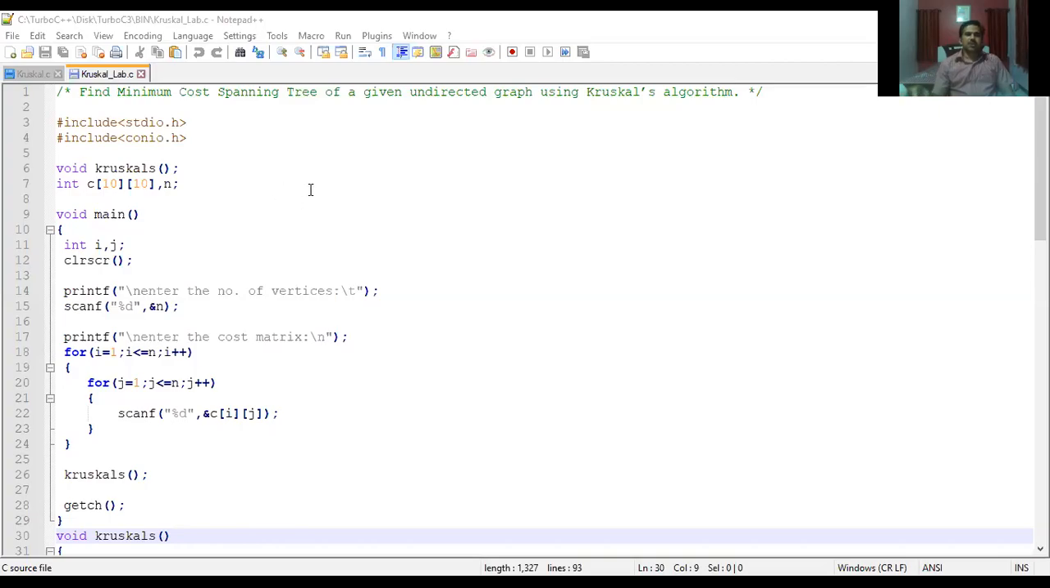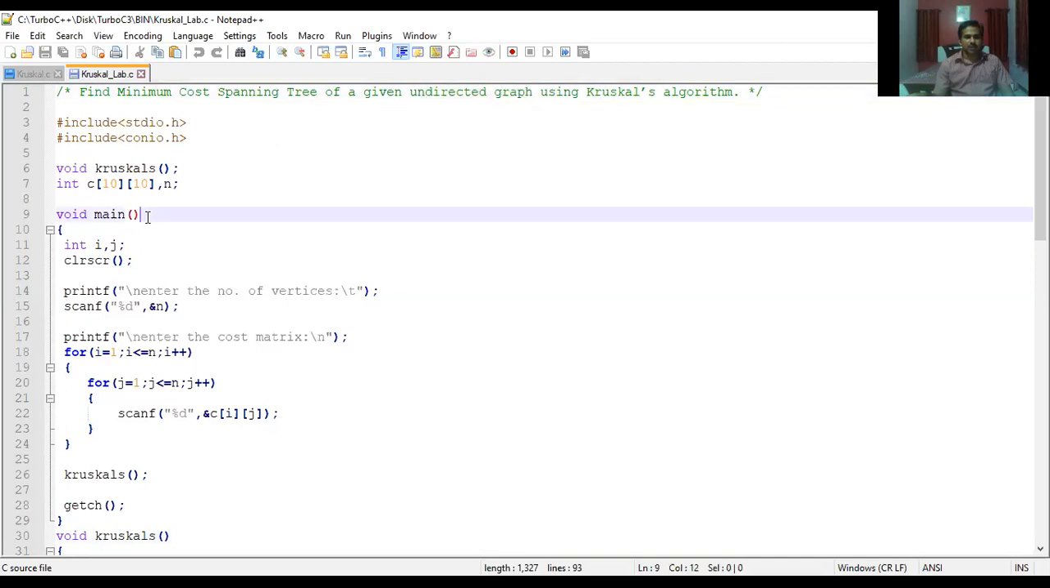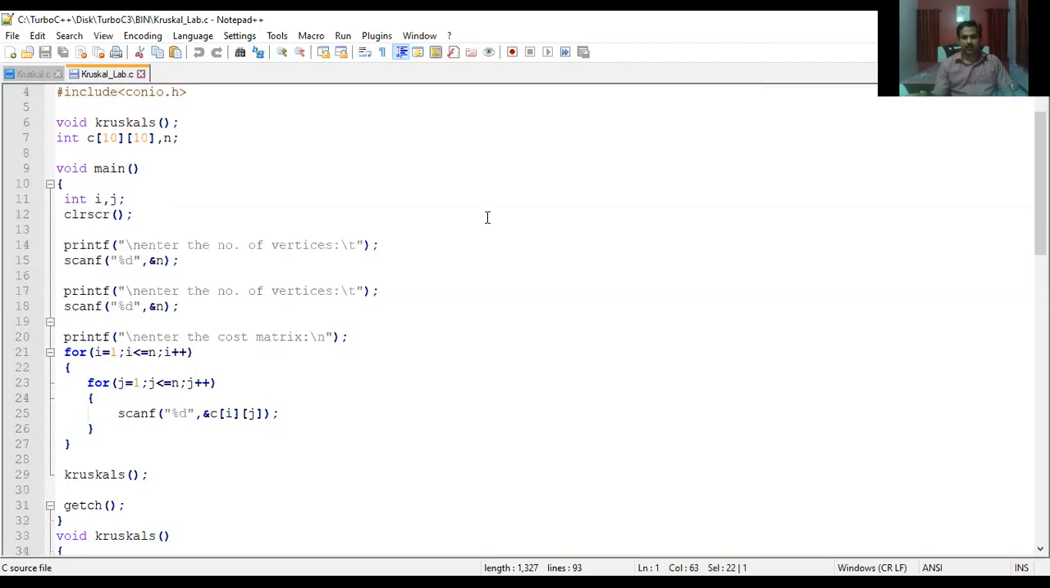As I already mentioned, the Kruskal algorithm is meant for determining a minimum cost spanning tree for a given undirected graph. That means the input for this algorithm is an undirected graph. You can see in your main part, as we all know, the execution is going to start from this main function. I'm supposed to provide an input, that is an undirected graph.